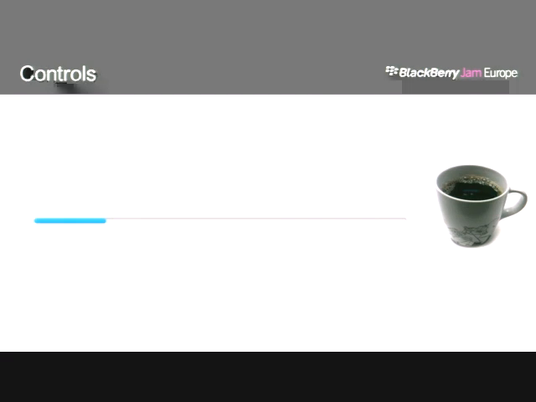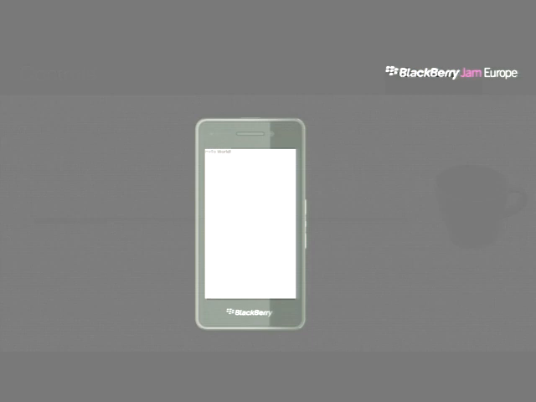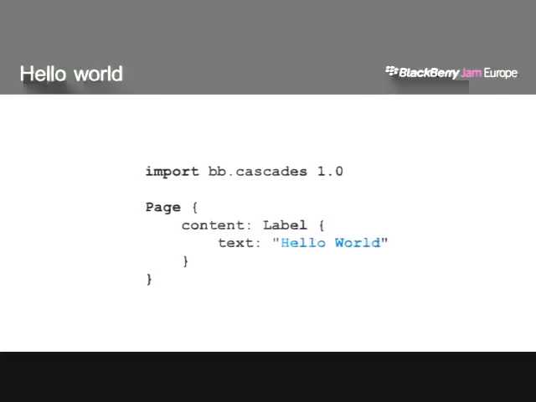And we're going to look at these controls, but first let's say that you want to create that very simple Hello World application. What would that look like in Cascades? Let's start with the QML. As Jonas mentioned, we are using QML.